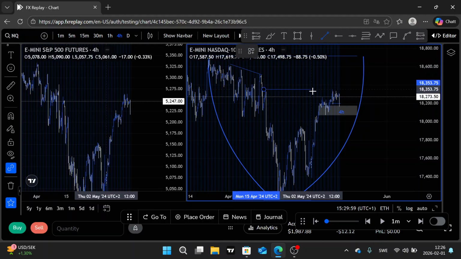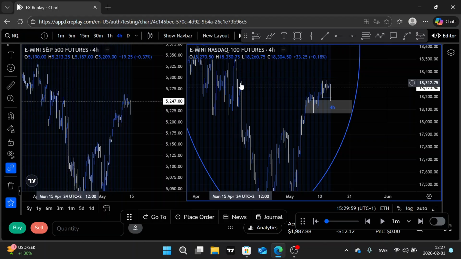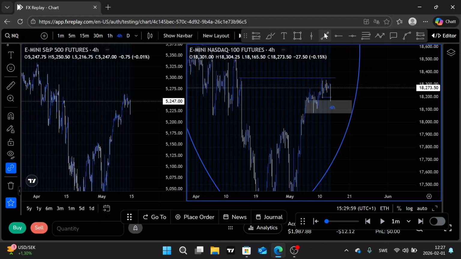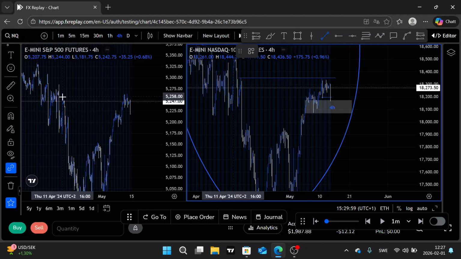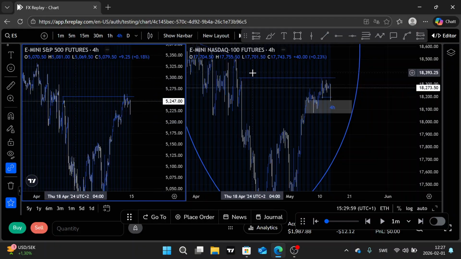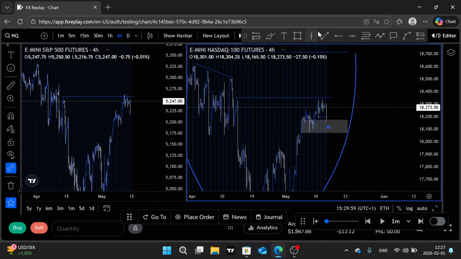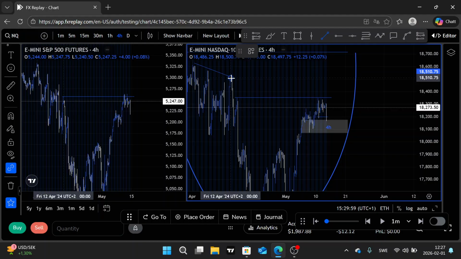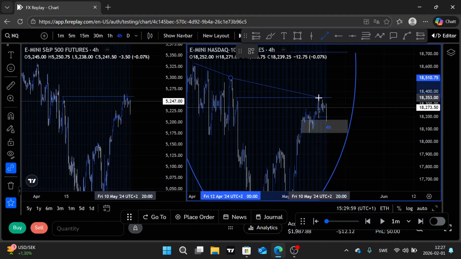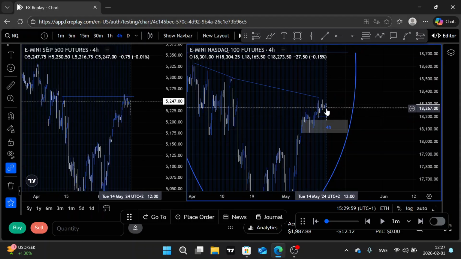Let us see if yes. So NQ did not sweep this high, which is here. On ES, we already swept that, and we already swept this high, and this high is this high, this high is this high. Okay, so what does that supposed to mean? It means we have some bearish SMT.